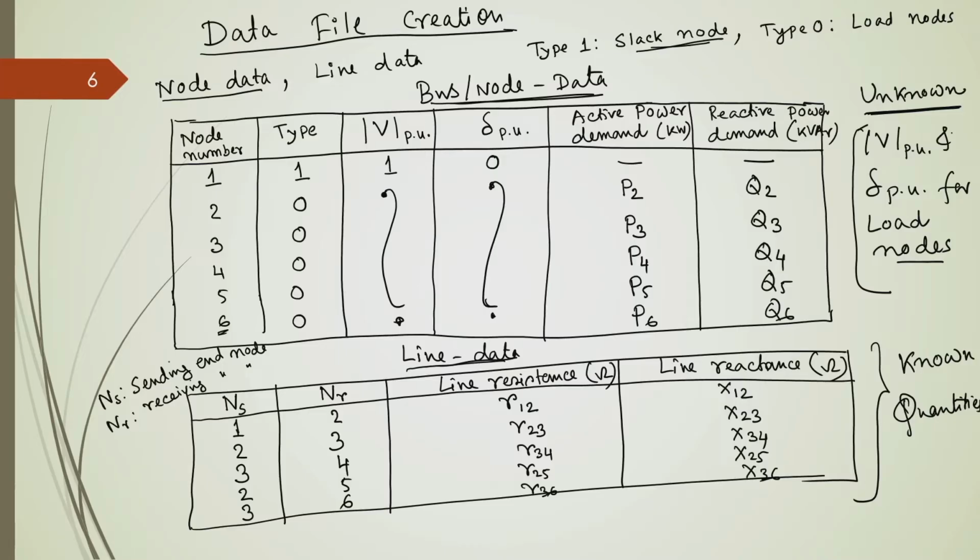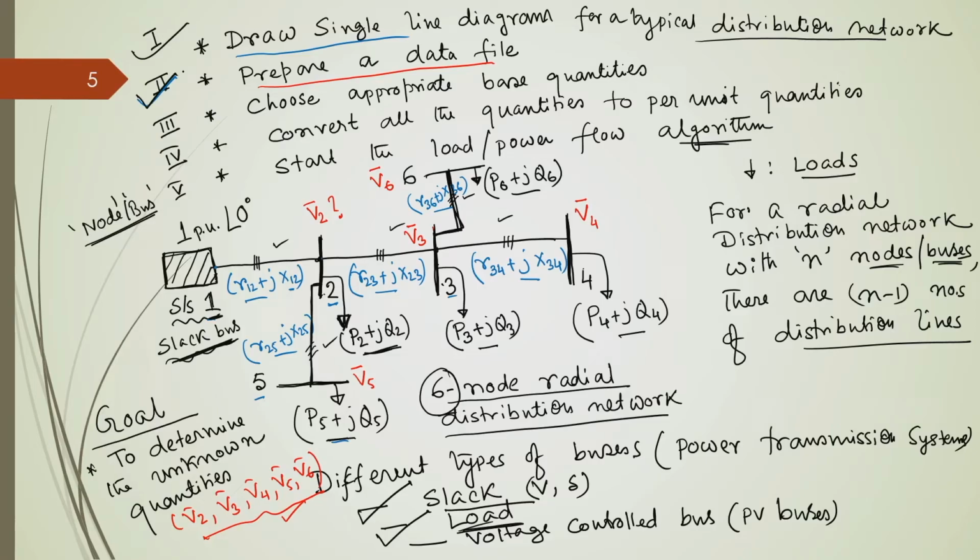Now, with the preparation of the bus data table, or node data table, and the line data table, we have completed step 2. This is an important part of understanding the forward backward sweep load flow approach. We have not started the algorithm so far; we are in the process of creating the data file only.